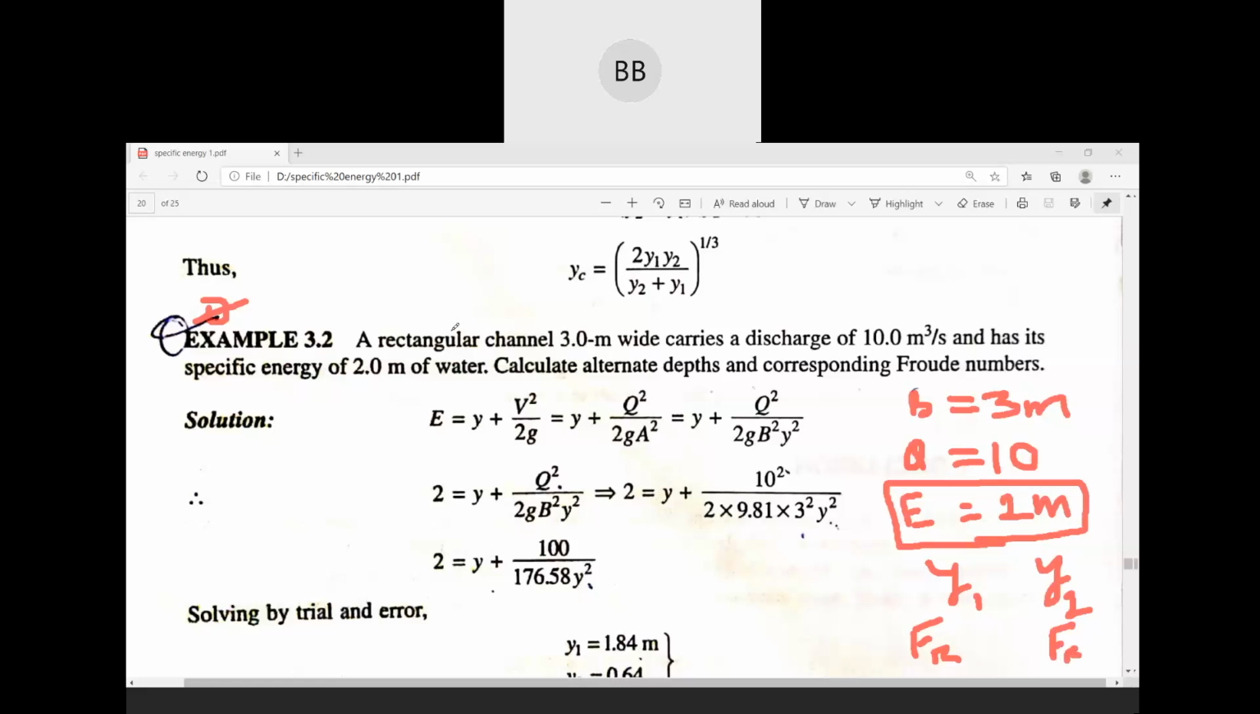For a rectangular channel, width of the channel is given, discharge is given, specific energy is also given. So we need to find out, for this particular specific energy, that is your 2 meter, what will be our alternate depth, or that is your depth of flow. And for that particular depth of flow, what will be the corresponding Froude numbers.